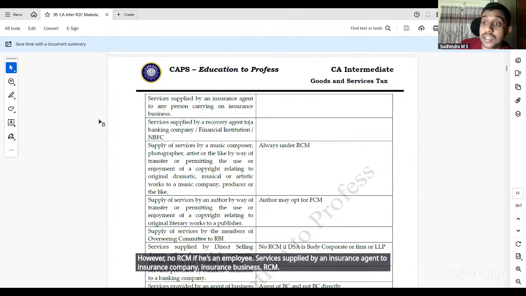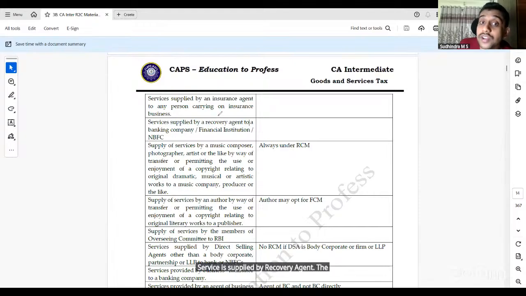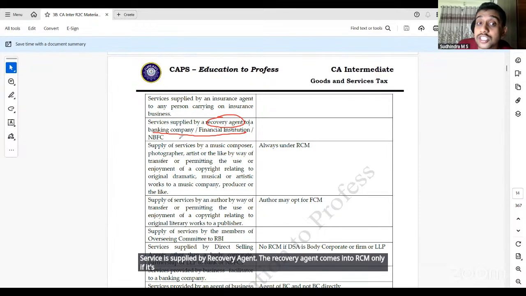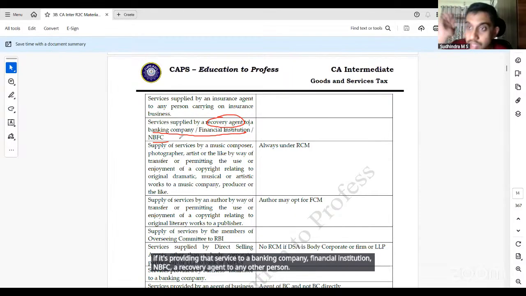Services supplied by a recovery agent. Recovery agent comes into RCM only if it's providing that service to a banking company, financial institution, NBFC. Recovery agent to any other person, FCM.